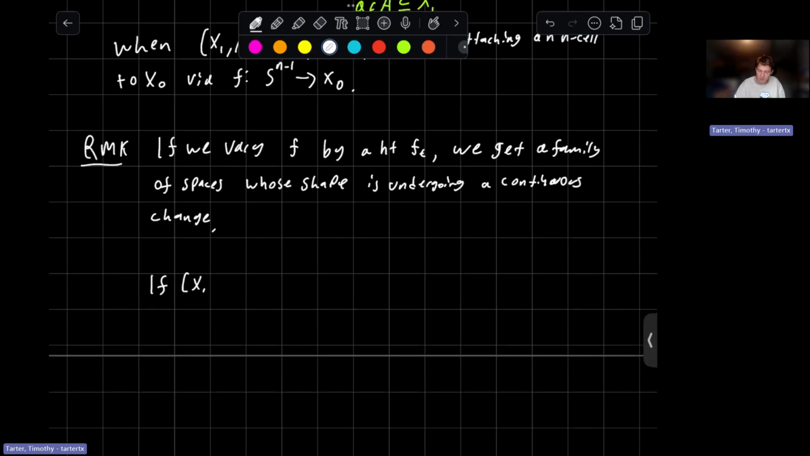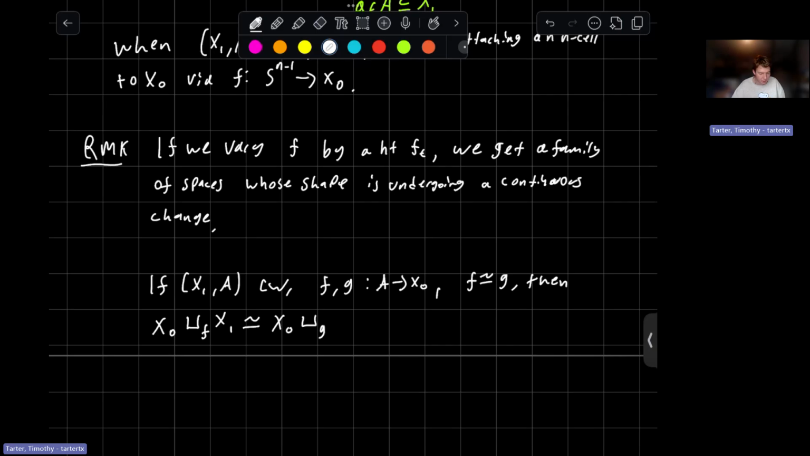If we have a CW pair, X1 and A, and two attaching maps from A to X naught with f homotopic to g, then the space obtained by the attaching map f is homotopy equivalent to the space obtained by the attaching map g.